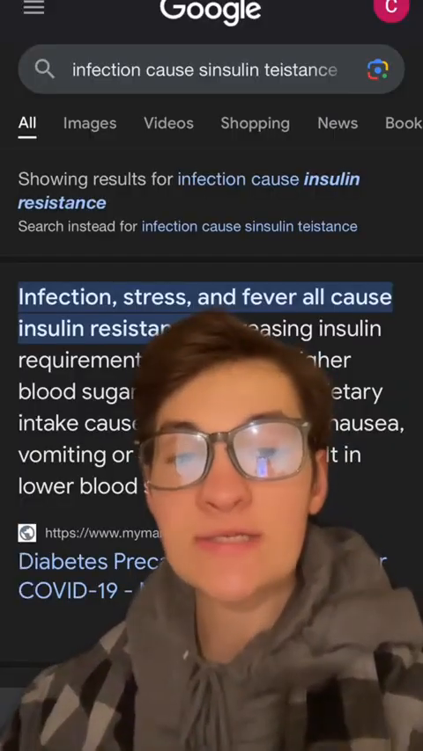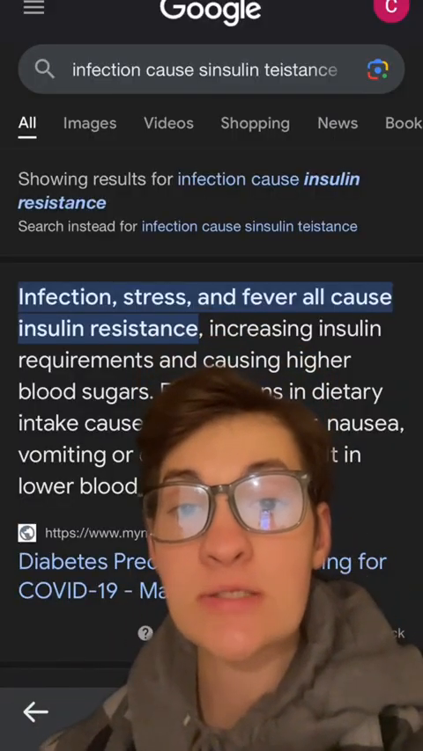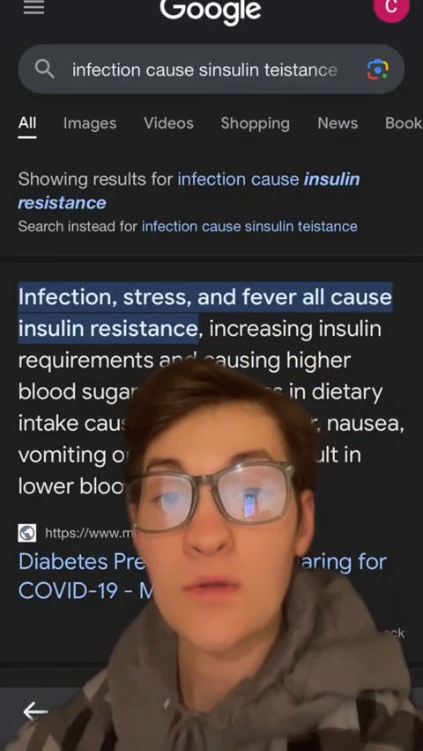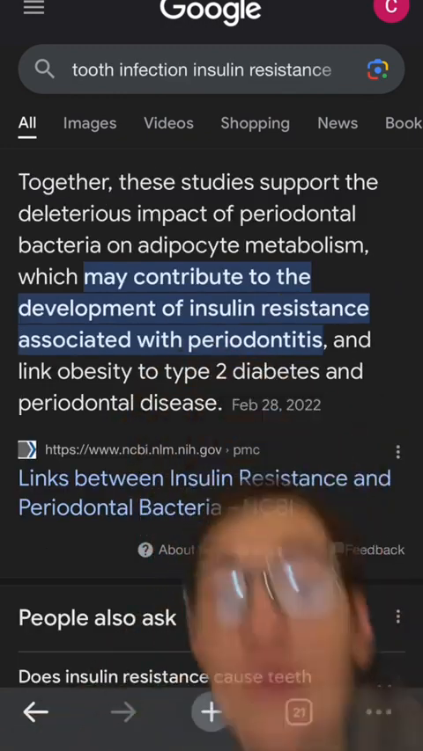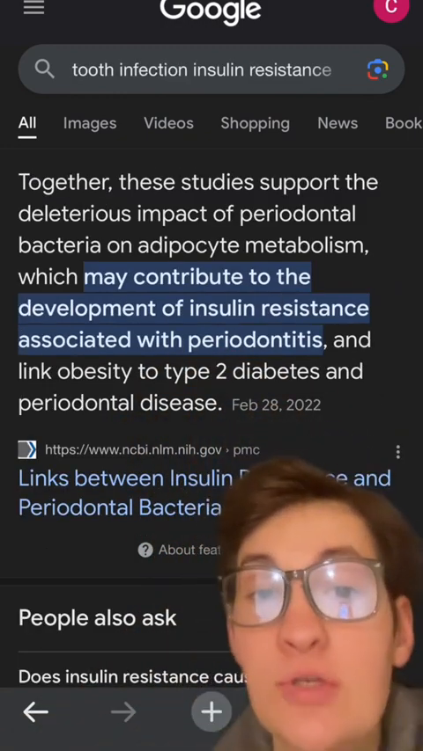So insulin resistance can be worsened by stress, fever, illness, and infection, including a periodontal or tooth infection. There are a few other minor contributors to insulin resistance, such as iron overload, micronutrient deficiencies, or excessive exposure to things like heavy metals. But to say that carbohydrates drive insulin resistance is simply short-sighted.